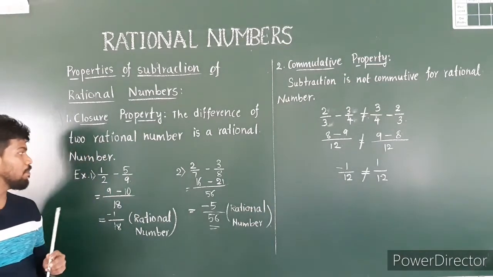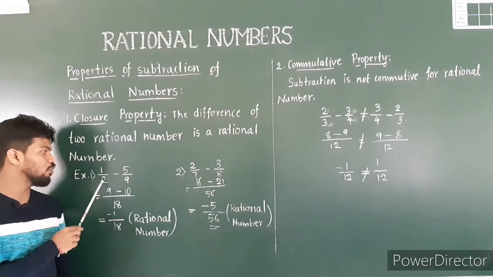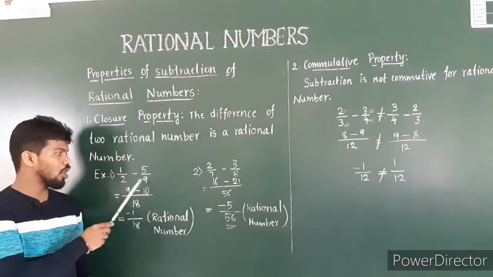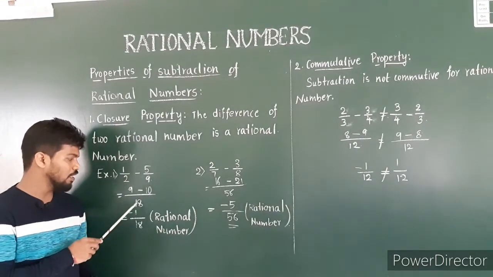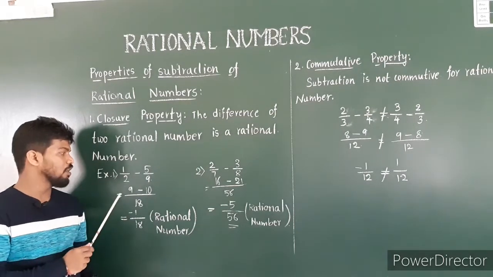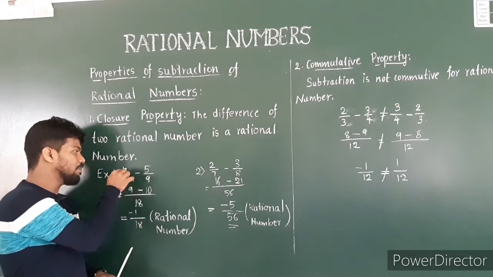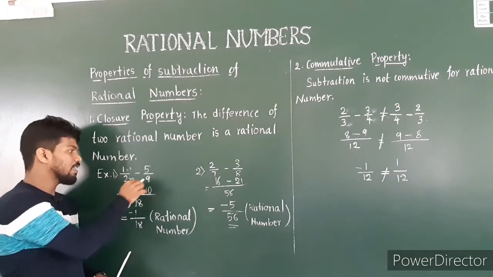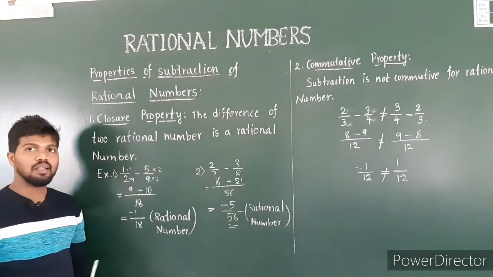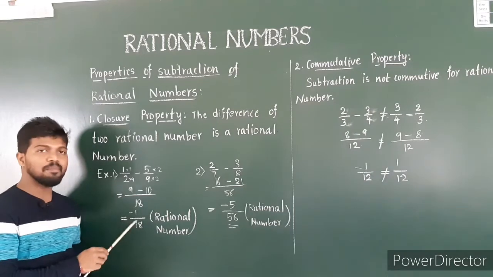So let's go through an example. 1 by 2 minus 5 by 9. You know that it is a subtraction now. So what is the common denominator for 2 and 9? That is 18. 2 9s are 18, so 1 into 9 you get 9. 9 how much the 2s are? 5 2s are 10. So 9 minus 10 you get minus 1 by 18.